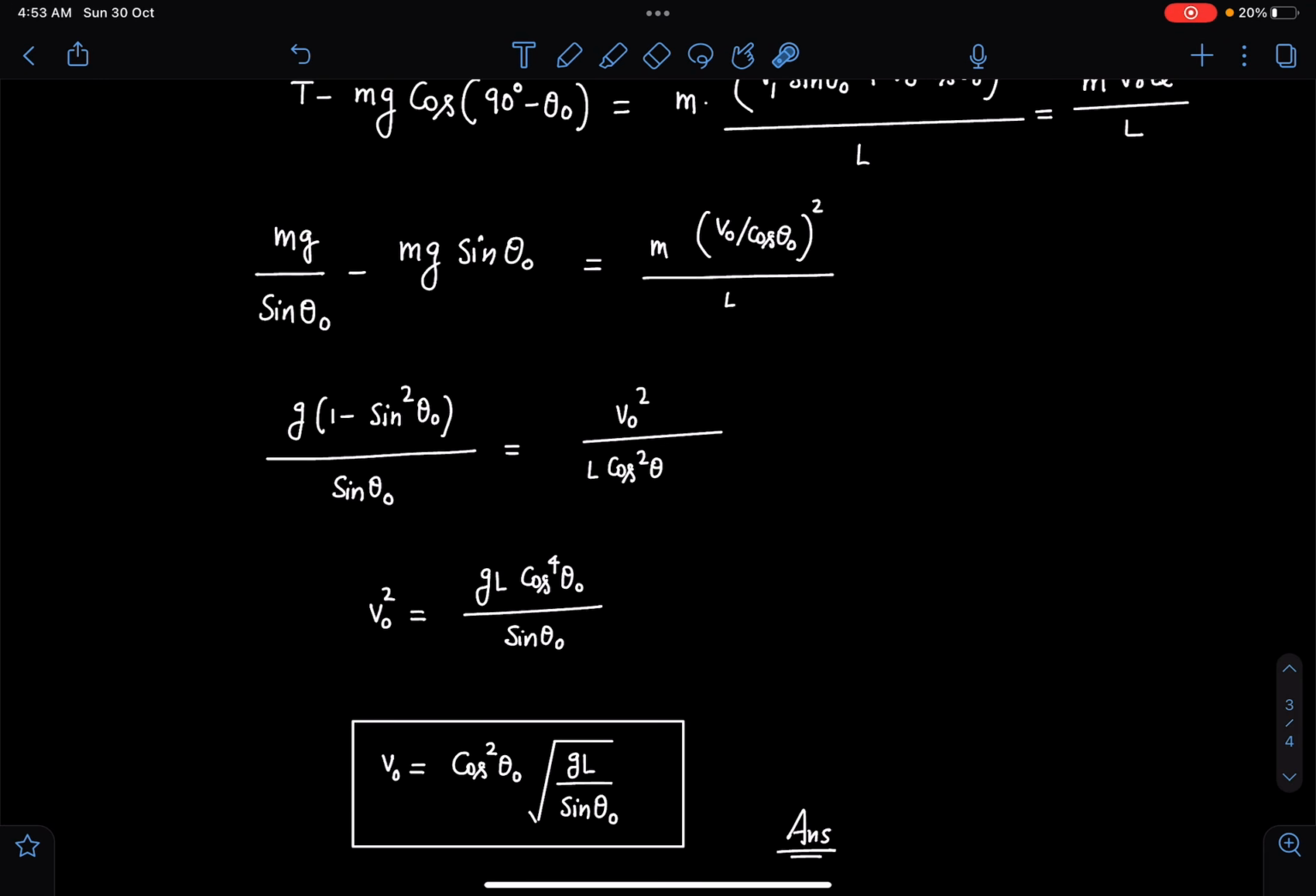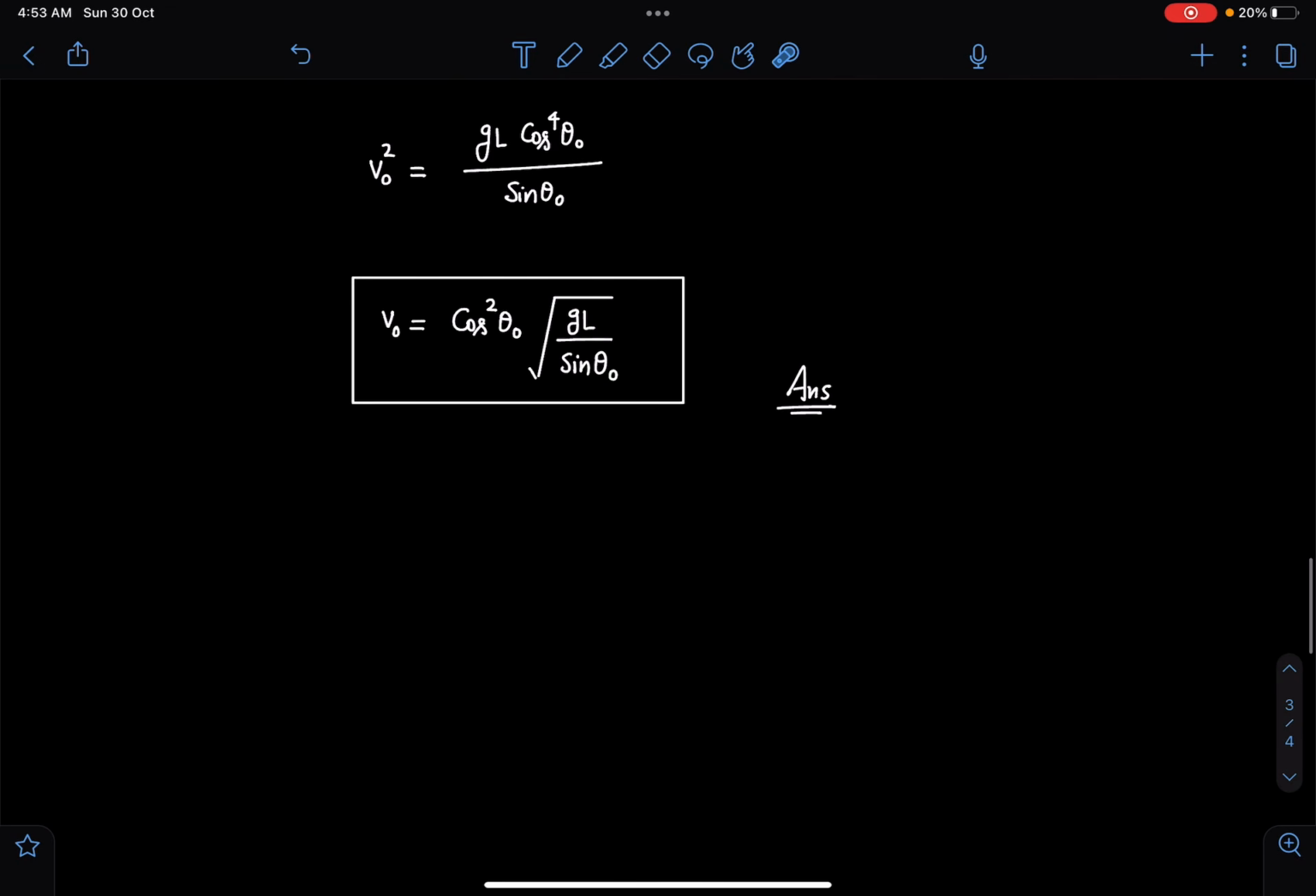So I hope you are realizing how beautiful this concept is. What I will do is, in the next video I am going to give you a challenge which I have framed based on these two concepts. I have slightly made it tricky so that you have a crystal clear idea of how we have to resolve components, and in which direction we have to apply circular motion equations. So all these things will be clear to you.